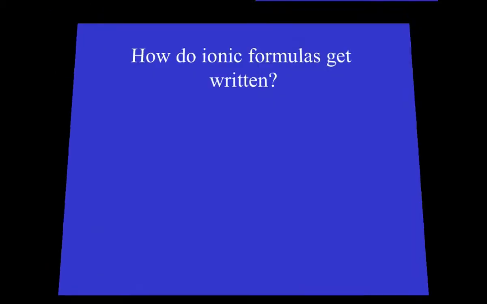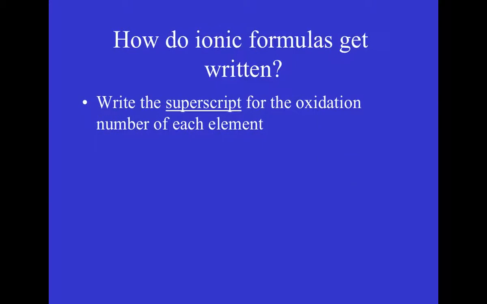Then I write the superscript representing the oxidation number of each element. If I look at magnesium, it's in group 2, and we talked about that one before. Since it's in group 2, it has 2 valence electrons, and since it's an ionic compound, it wants to give those up. So its oxidation number is +2. Chlorine is in group 17, and since it has 7 valence electrons, it wants to gain 1 in order to be stable, and so its oxidation number is -1.